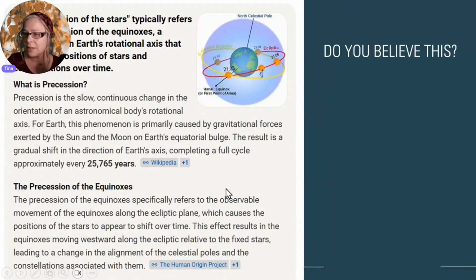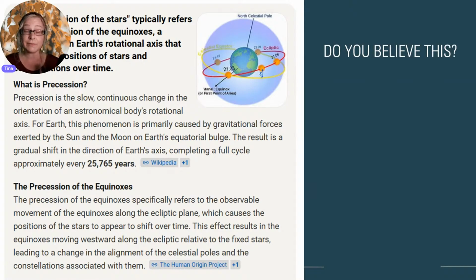The precession of the equinoxes specifically refers to the observable movement of the equinoxes along the ecliptic plane, which causes the position of the stars to appear to shift over time. The effect results in the equinoxes moving westward along the ecliptic relative to the fixed stars. Okay, so if you believe this, then you're falling back into the trap of NASA.